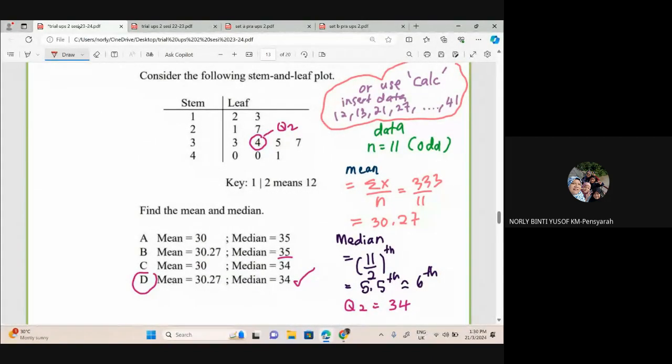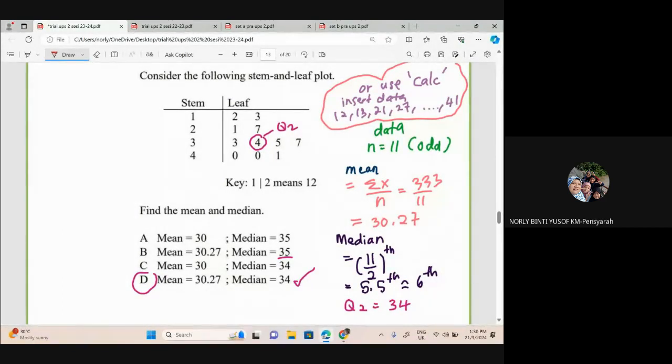Okay. So kat sini since that data you odd sebab ada 11 je, mean you samalah kita kira yang akan dapat 30.27. So you ada pilihan B dengan D sajalah. And then median since that data you odd, you dapat non-integer. So you round off lah, you dapat 6. So jawapannya adalah 34.